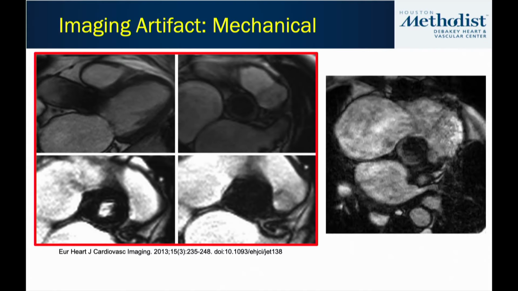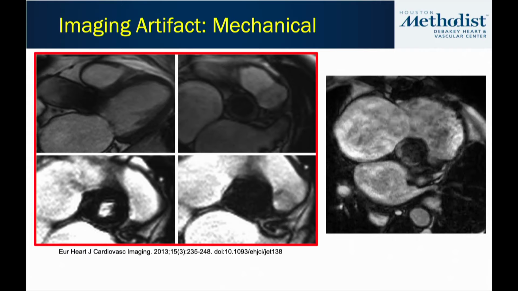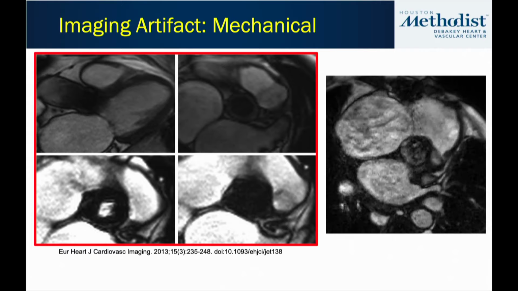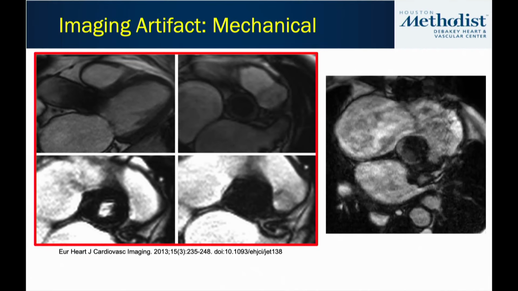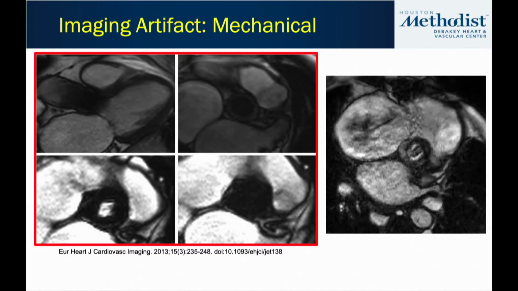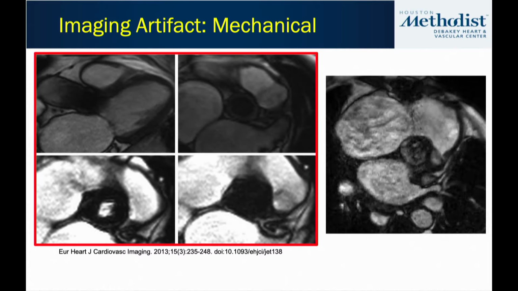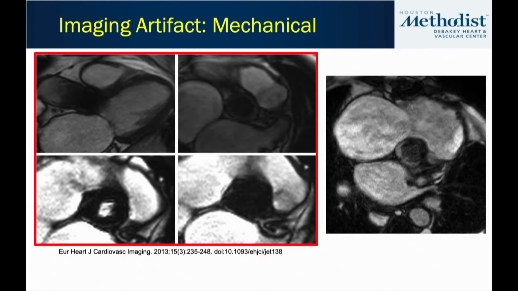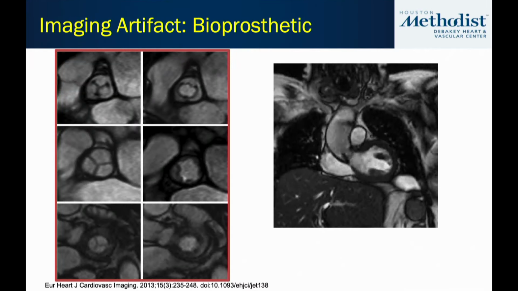I think that really is going to depend from valve to valve, but I think a big distinction is going to be whether it's a mechanical prosthesis or it's a bioprosthetic prosthesis. Here's an example of a patient with a mechanical aortic prosthesis, and you can see that the amount of the artifact that you get here is actually quite substantial. If we're trying to measure velocities at the level of the valve itself, that could be somewhat problematic.